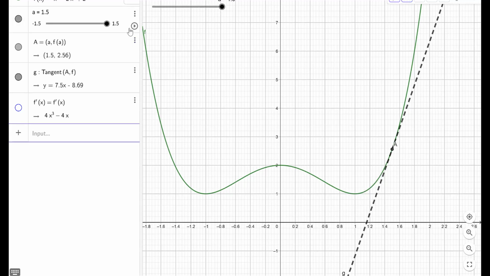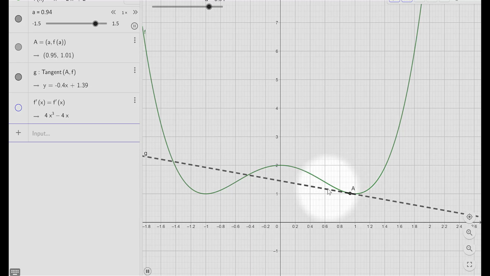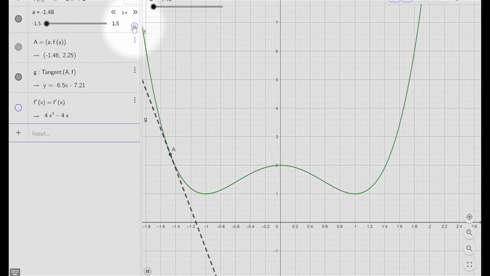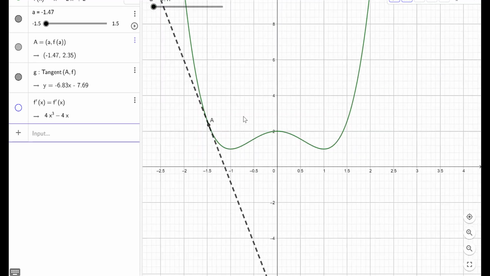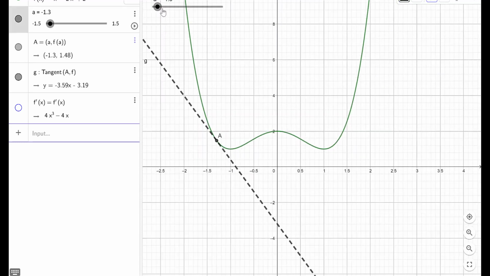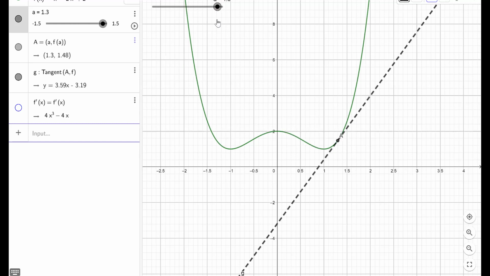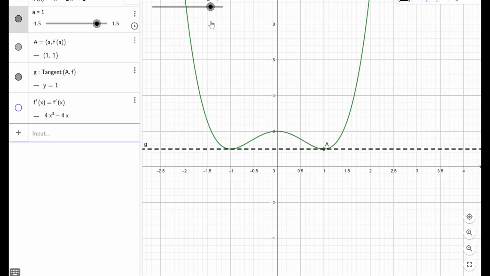As I move a back and forth, we see we get 1, 2, and 3. If I zoom out, we can see that it won't become horizontal again, so I should have 1, 2, and 3 horizontal tangents. And we can see that when we have a horizontal tangent, the slope of this tangent line is 0.